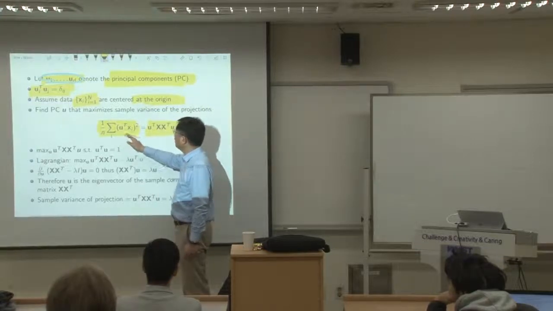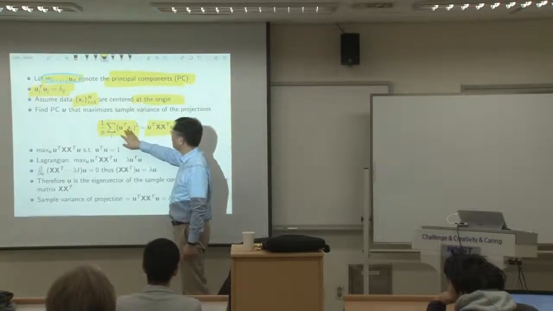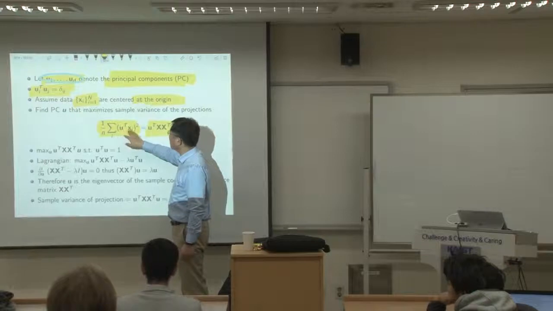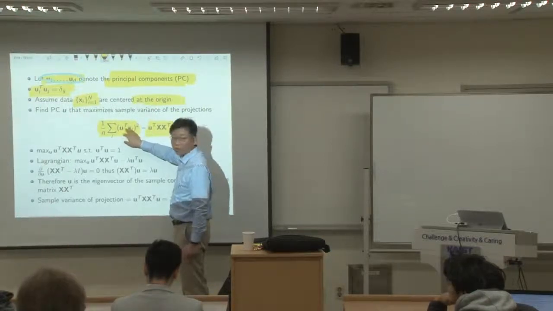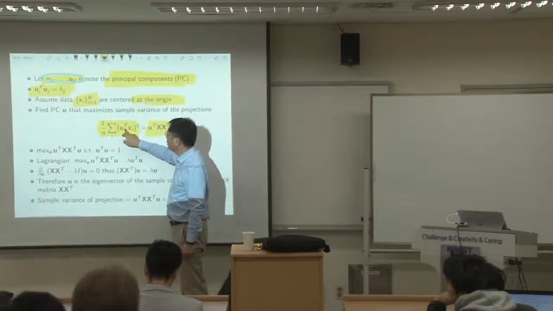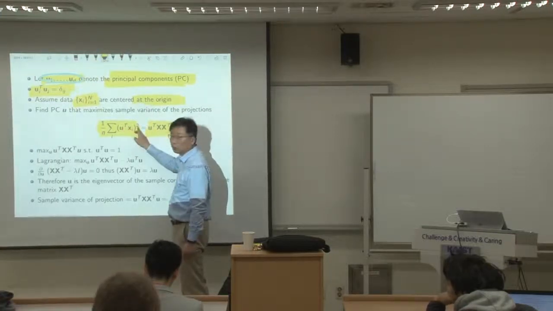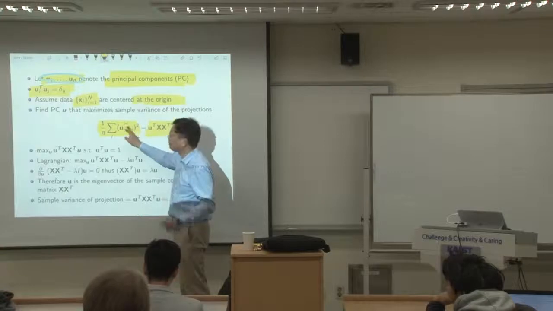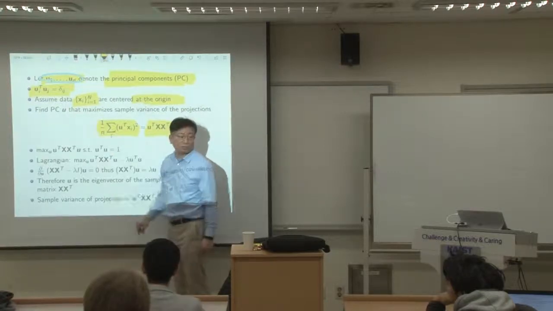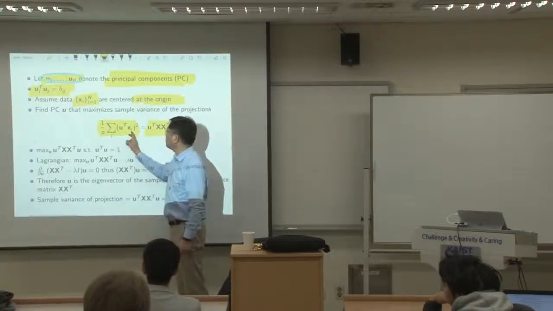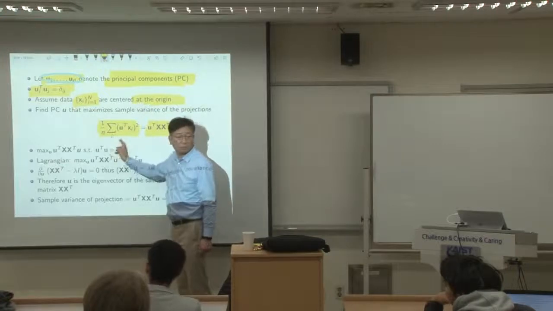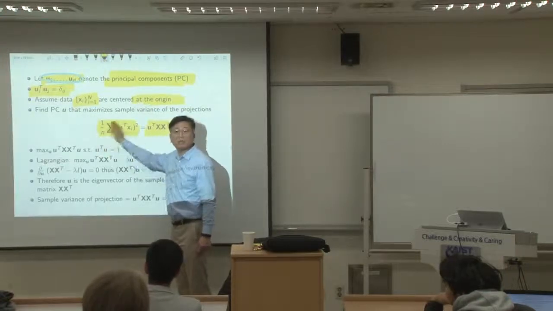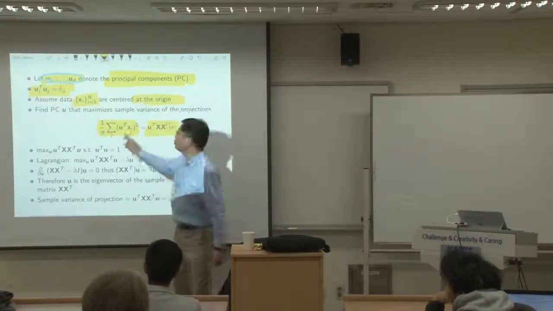And then I take the inner dot product. That's the variance, right? Oh, not the variance, but the squared value. It's zero mean. And then I take the average, and I do that for all the data. That's the variance of the data projected onto U.